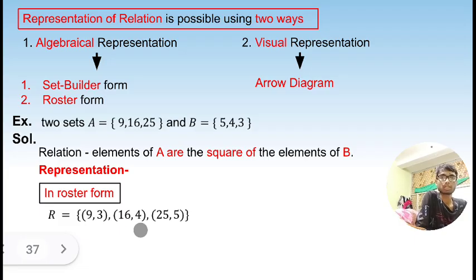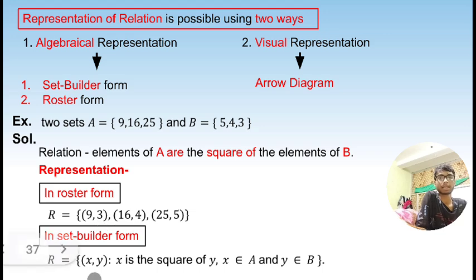But when it comes to set builder form, you will have to understand carefully. You should pay careful attention to this set builder form. Here it is saying x comma y, this is an ordered pair, such that x is the square of y, where x belongs to A and y belongs to B. So here x is the square of y.